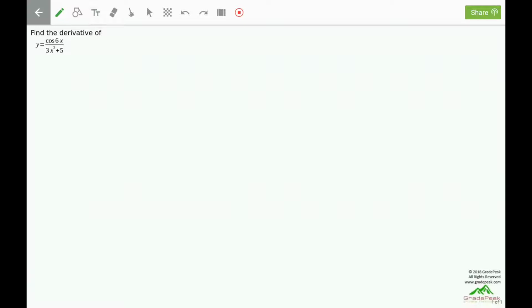Find the derivative of y equals cosine 6x divided by 3x squared plus 5. Y here is the quotient of two functions, cosine 6x divided by 3x squared plus 5. The derivative, y prime or dy dx, will be found using the quotient rule.